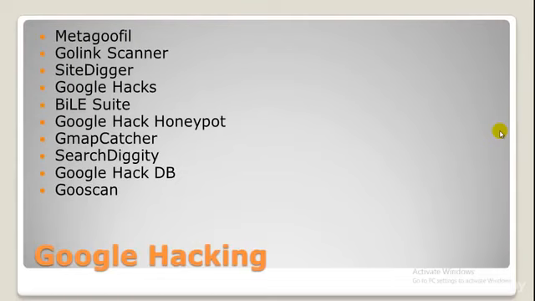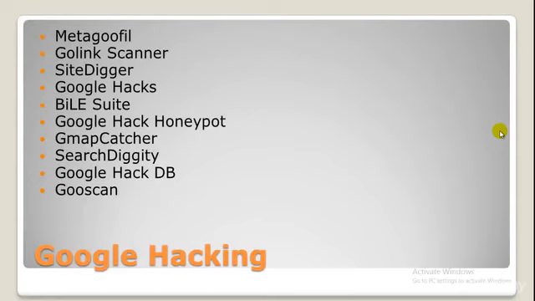The Golang scanner removes the cache from your searches and collects and displays only vulnerable site links. Thus it allows you to find vulnerabilities wide open to Google and Googlebot. We have SiteDigger, which searches Google's cache to look for vulnerabilities, errors, configuration issues. Google Hacks, as I told you, is a compilation of carefully crafted Google searches that expose novel functionalities from Google search and map services. We have BiLE Suite, that stands for bidirectional link extractor, and it then applies a simple statistical weighing algorithm to deduce the websites that have the strongest relationship with the target site.